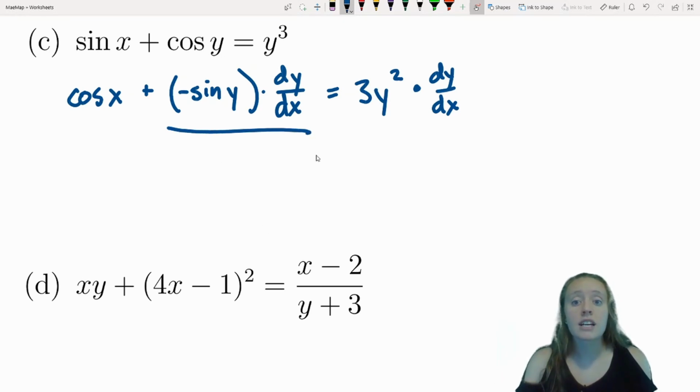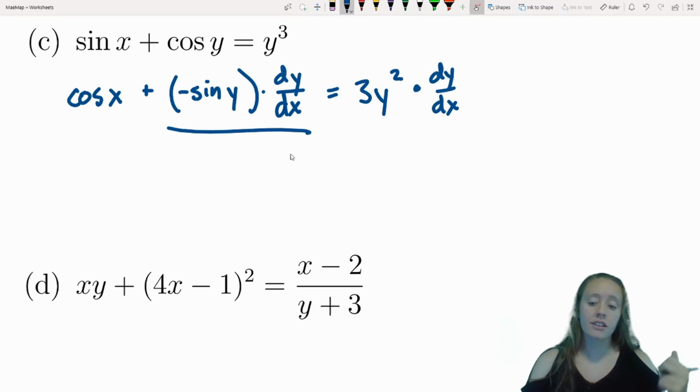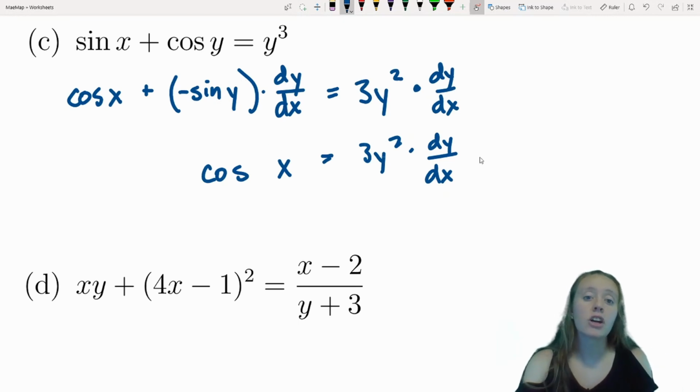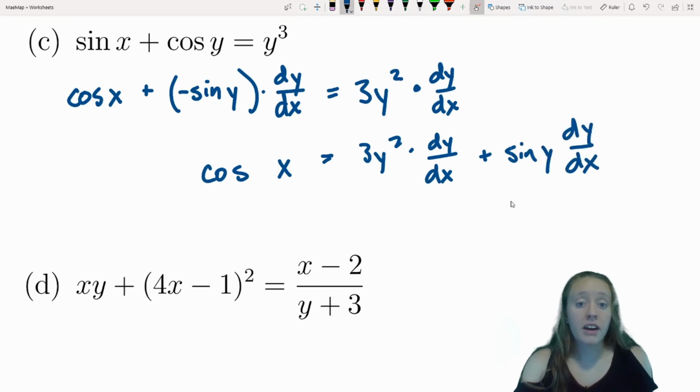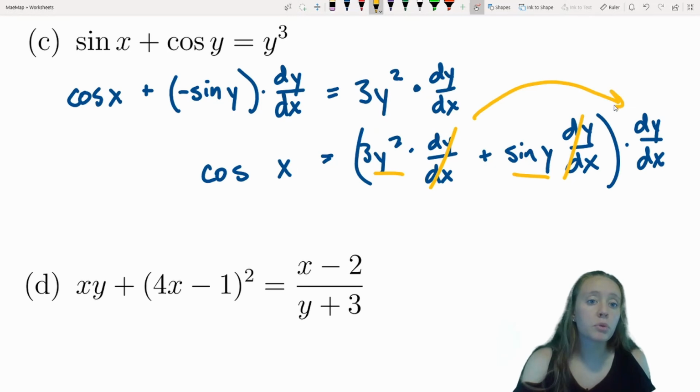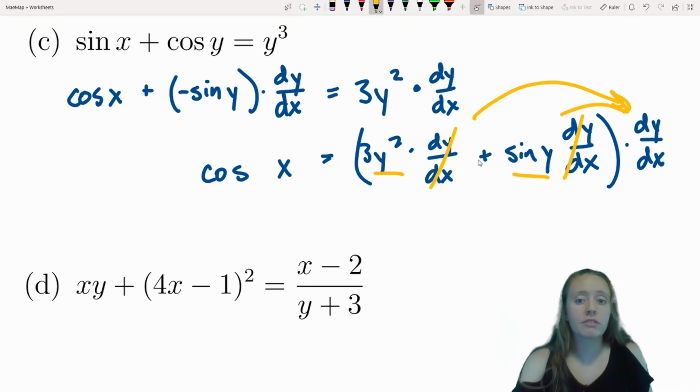So I'm going to move this negative sine of y dy dx to the other side of my equation. So I'm going to have that the cosine of x is equal to 3y squared times dy dx. In order to get rid of that minus sine of y dy dx, I added it. So I'll add sine of y dy dx. Now pulling dy dx out of both my terms, you can see they'll get canceled out to leave me with 3y squared plus sine of y when I pull dy dx out. So 3y squared plus sine of y is what I'm now dividing by.